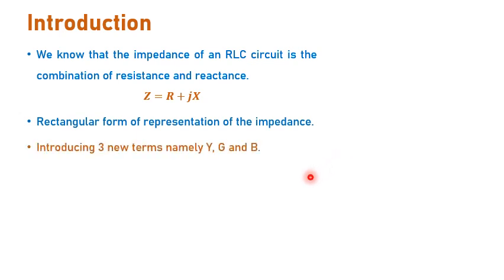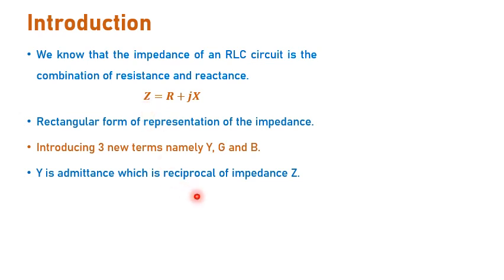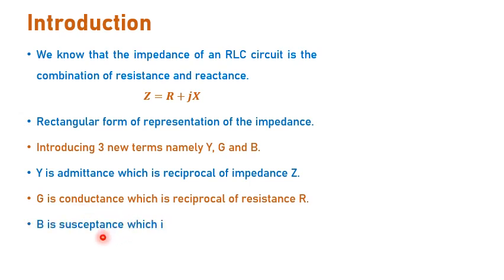Now let me introduce three new terms called Y, G and B, where Y is the admittance, which is the reciprocal of impedance Z, so 1 by Z, and G is the conductance, which is the reciprocal of resistance R. We know that resistance opposes the flow of electrons. The opposite of resistance is conductance. It is the property of a material to assist the flow of electrons. And B is the susceptance, which is the reciprocal of reactance X.